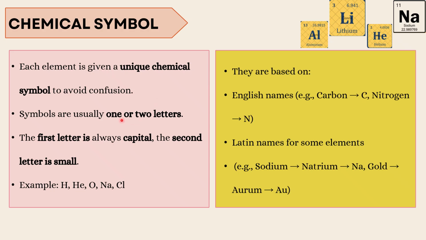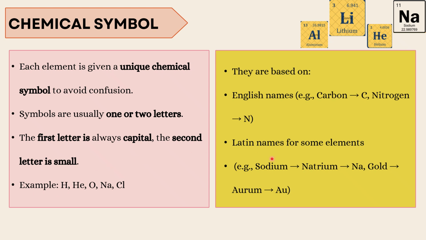So they have selected one or two letters from the name of that particular element, and they have made sure that if they are considering only one letter from that element, then it has to be capital. And if they are taking two letters from the name of that element, the first letter has to be capital and the second letter has to be small. Here are examples of the chemical symbols of a few elements.